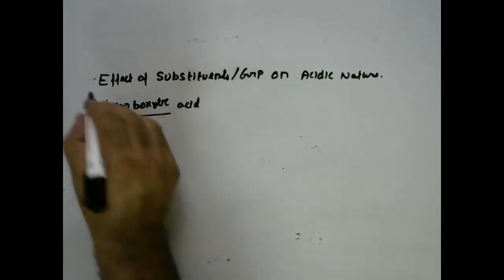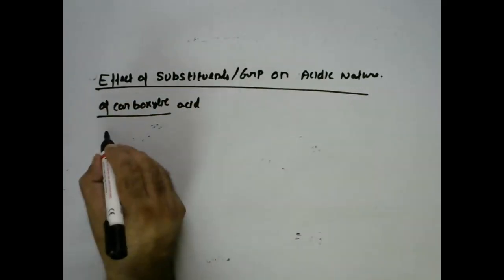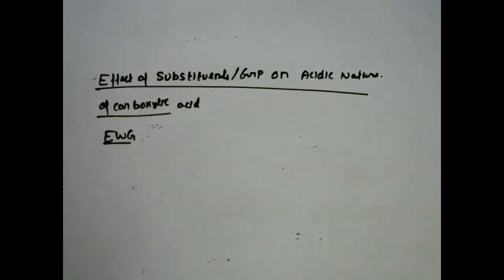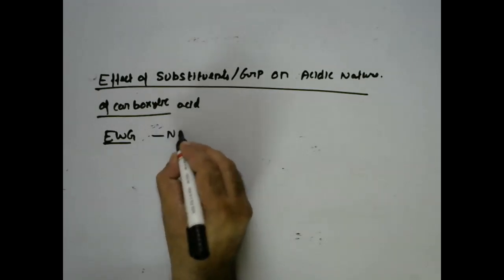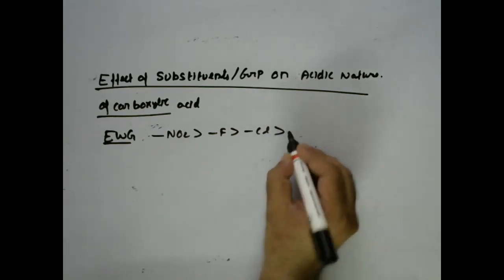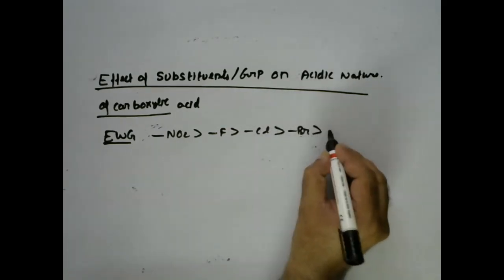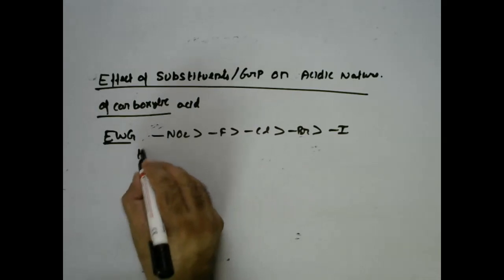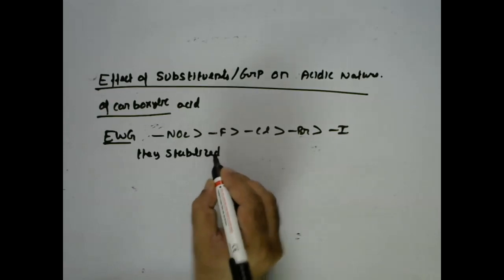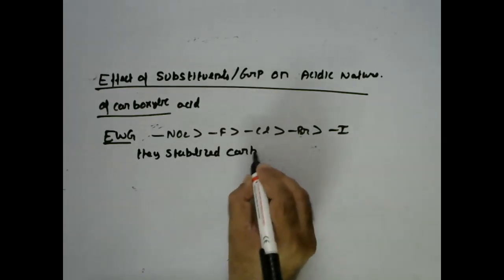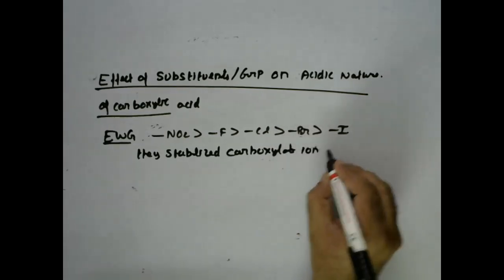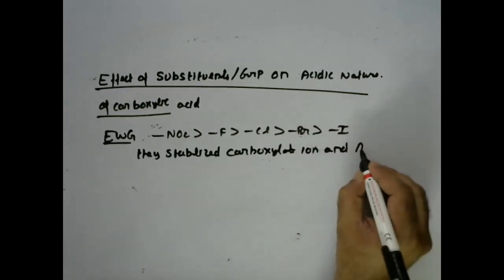As I told you just now, electron withdrawing groups, namely your nitro group, your halogens, if you put all these groups, the acidic nature will increase. They stabilize the carboxylate ion, and acidic nature will increase.